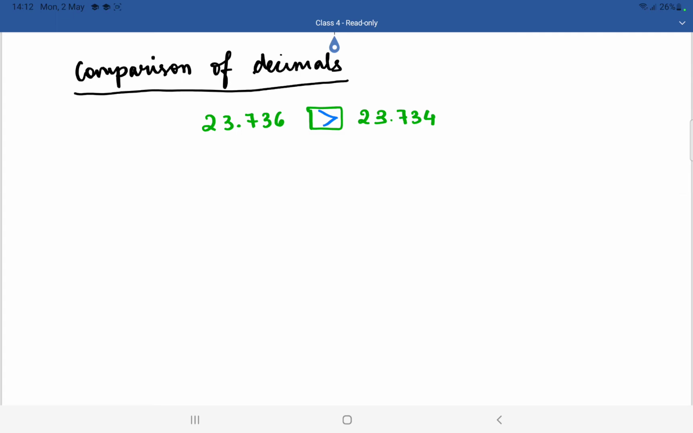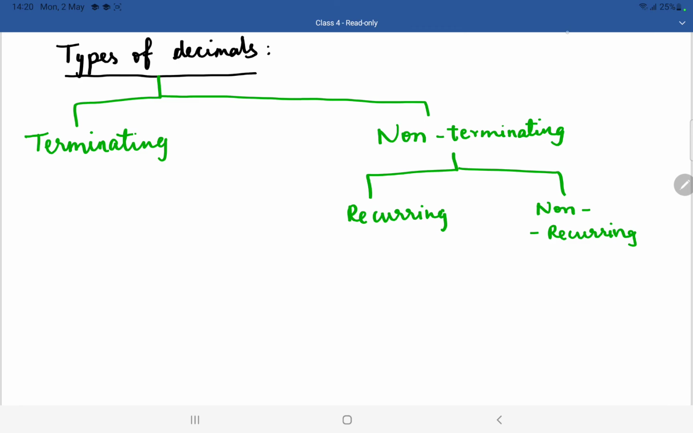Children, one important point that I'd like to tell all of you is never ever read this as twenty-three point seven hundred thirty-six. That is wrong. You should read the whole number part as you normally do. But coming to the decimal part, you should read it digit by digit: 23.736 as twenty-three point seven three six, and 23.734 as twenty-three point seven three four. You must read it like that.